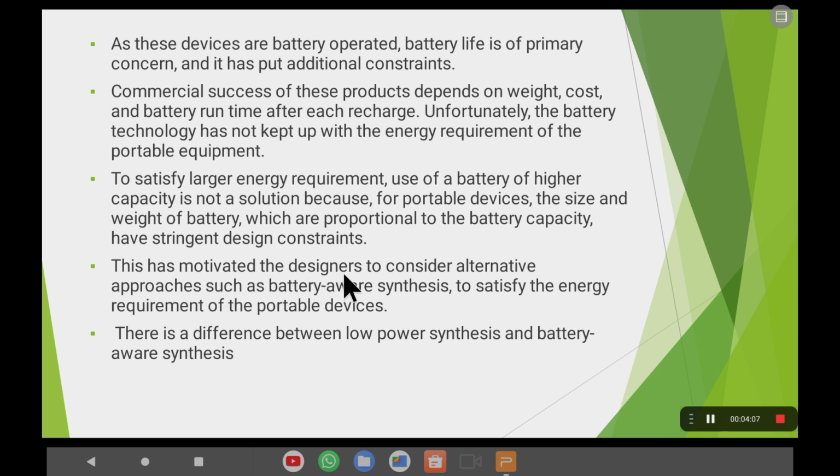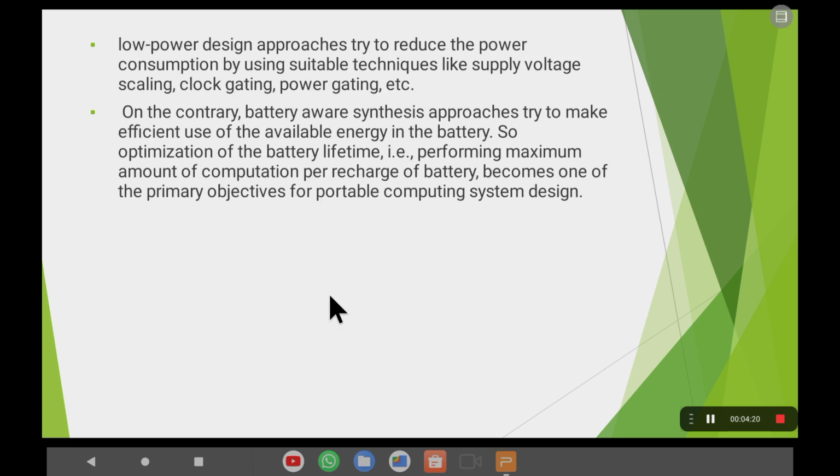So this is a motivation for designers to consider alternative approaches such as battery-aware synthesis to satisfy the energy requirement of portable devices. So this is the difference between low power synthesis and battery-aware synthesis. Low power design approaches try to reduce power consumption by using suitable approaches. Generally, in low power applications, power dissipation can be reduced with the help of capacitance, frequency, and supply voltage.